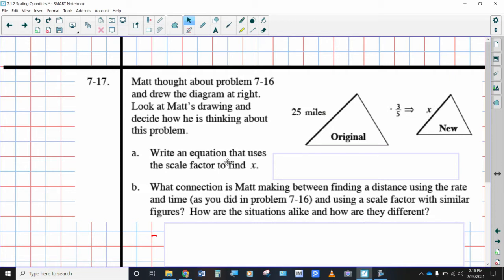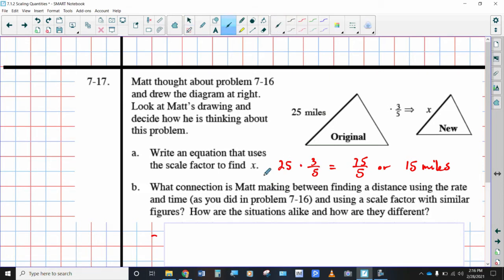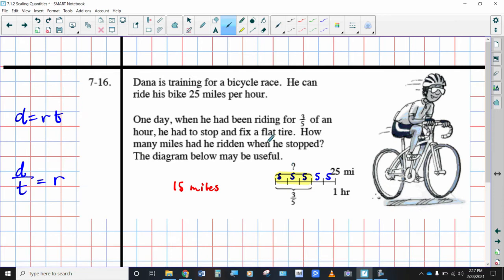So what would the equation be that would suit this situation? What do we do with scale factors? Well, we multiply the original times the scale factor, and that's going to give you the new. And 25 times 3/5, if you remember, we want to do numerator times numerator and denominator times denominator, would be 75 over 5, and 75 divided by 5 is, in fact, 15. So Matt thought of it in terms of a scale factor, whereas Tina was just thinking about it logically through the use of a diagram.